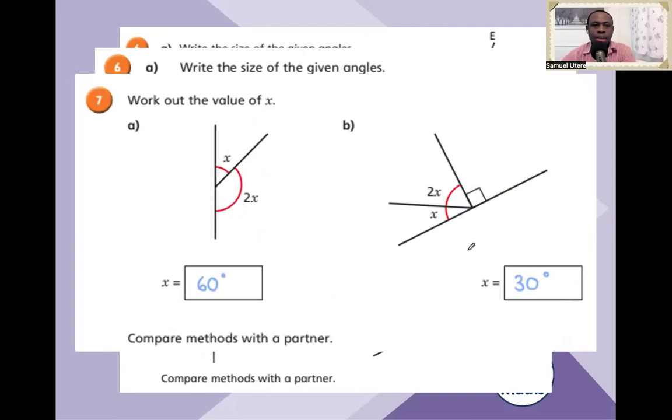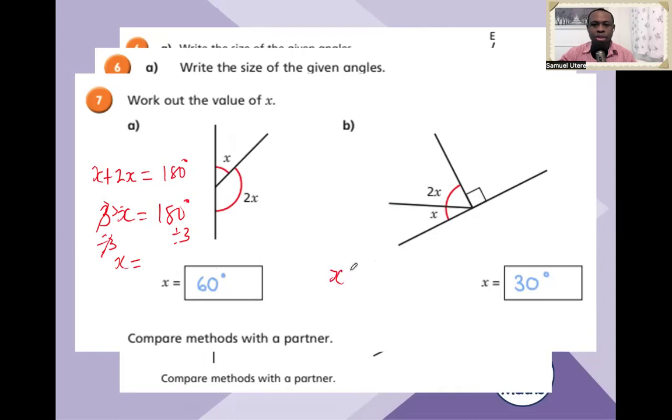For question 7, you were asked to work out the value of x. So to work out the value of x, don't forget about your equation solving skills. So x plus 2x, they are adjacent angles. Adjacent angles on a straight line sum to 180 degrees. 3x is equal to 180 degrees. We'd have to divide by 3. Remember your equation solving skills. x will be equal to 60 degrees.